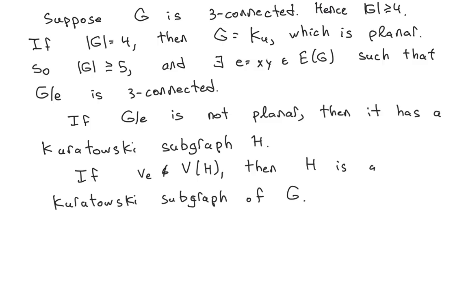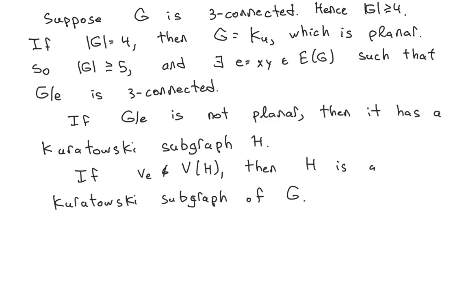If it's 3 connected, it has at least 4 vertices. When it has 4 vertices, then the only option is K4, which is planar. So we're looking at a non-planar 3 connected graph. It must have at least 5 vertices. Based on what we've studied about 3 connected graphs before, this means there exists an edge in our graph such that when we contract it, we still get a 3 connected graph.